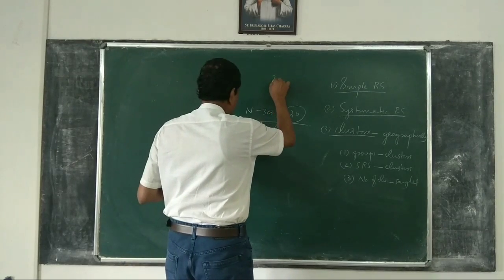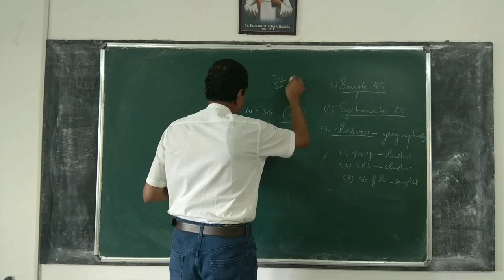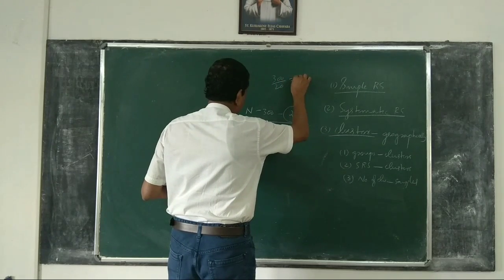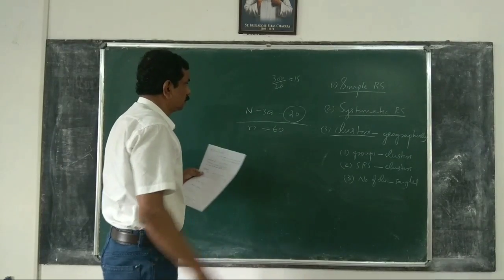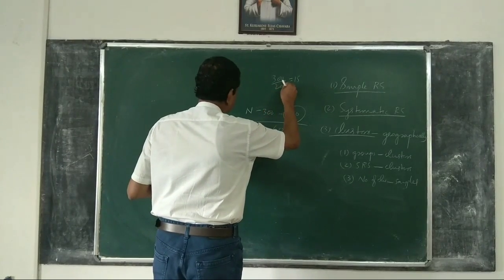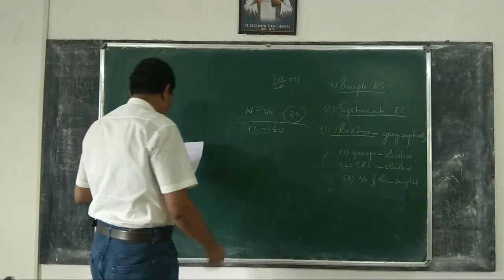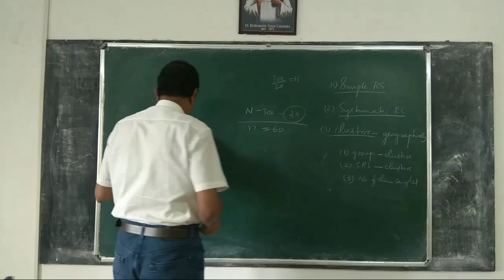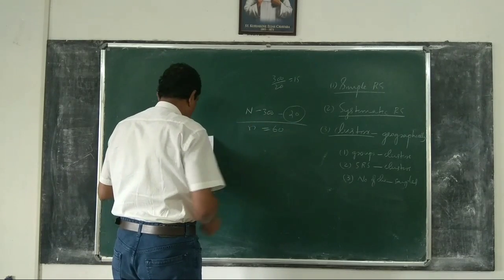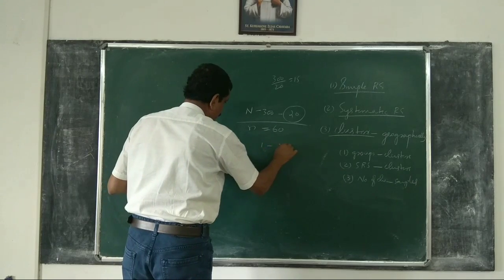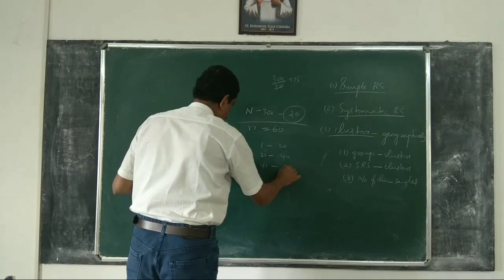So 300 by 20, a total of how much? 15 clusters. Sorry, 15 clusters. So we want n is equal to 60. Now, number the members of the clusters as 1 to 20, 21 to 40, 41 to 60, etc.